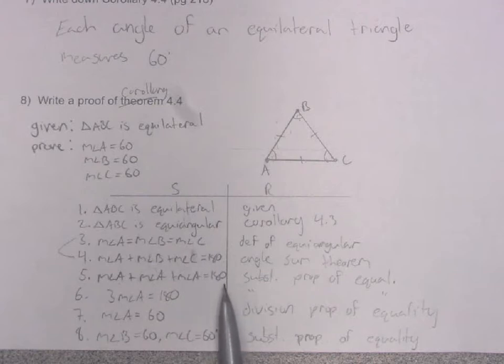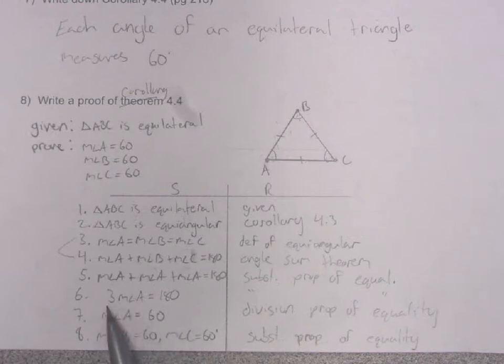And that's substitution. Now think of this like a variable. Right? This is just some number. We're assuming maybe 60, 60, 60, but we don't know that for sure yet. But if I have 3 measures of angle A, I can combine like terms here. So 3 times the measure of angle A is the same thing as adding the measure of angle A to itself 3 times, basically. So 3 times the measure of angle A equals 180.